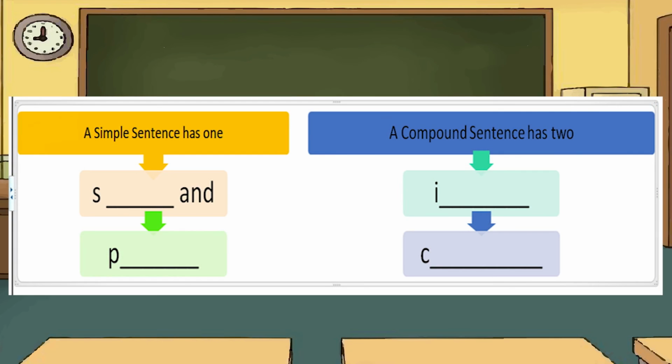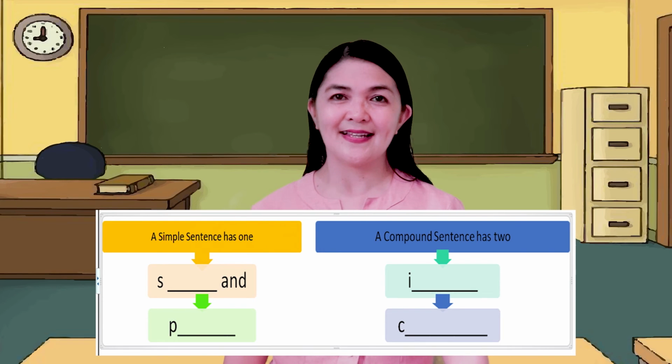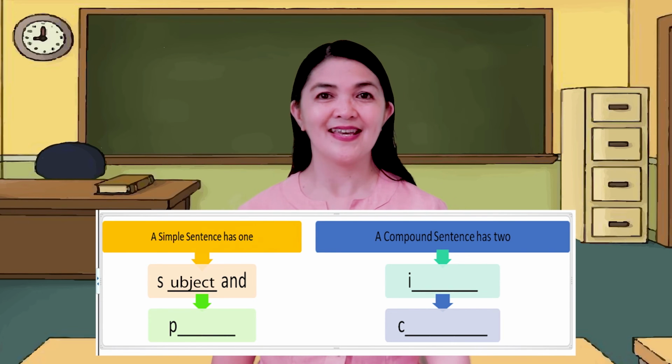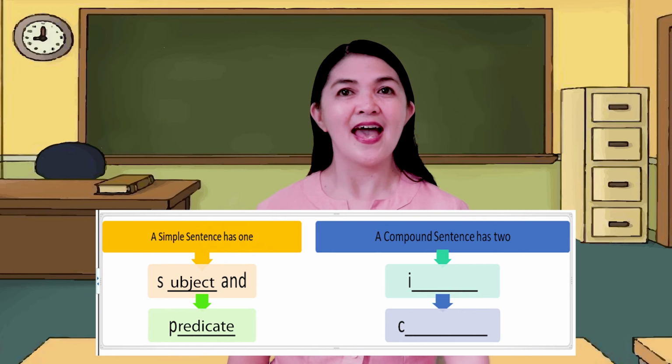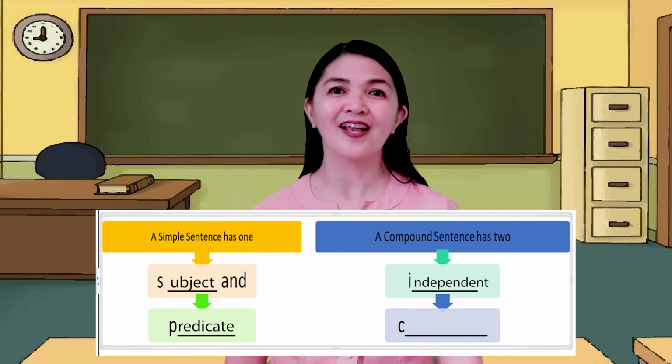Can you complete the statement below by writing the correct word or words you learned today, using simple and compound sentence? Here's the chart. A simple sentence has 1 subject and predicate. A compound sentence has 2 independent clauses. Are you done with all our activities? Great! Let's go back to the story, The Wind and the Sun.